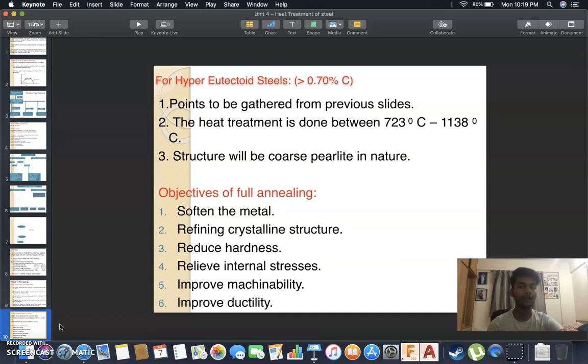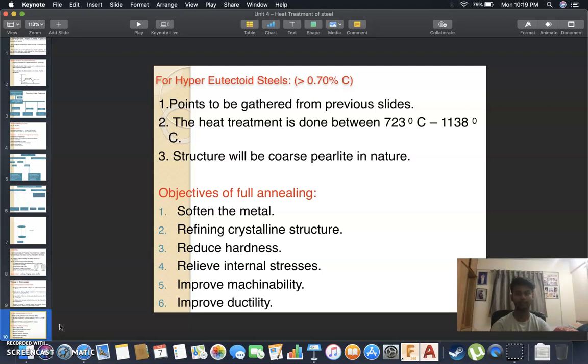The next type of annealing is for hypereutectoid steels, which have more than 0.7% of carbon. So this is heated up to 723 to 1138 degrees centigrade because it has more percentage of carbon than hypoeutectoid. Then again it is cooled inside the furnace at a decreasing rate of 10 to 30 degrees centigrade per hour, then air cooled to the room temperature. The structure obtained will be coarse pearlite in nature.